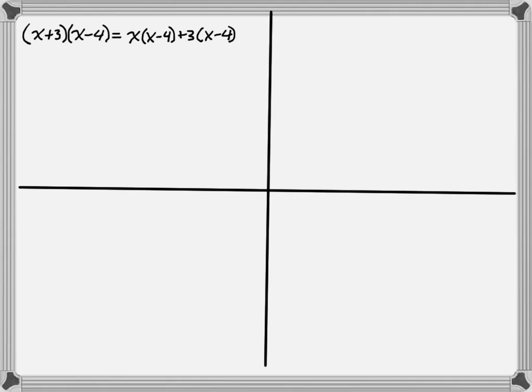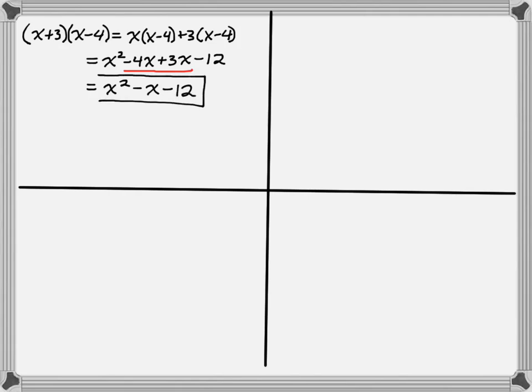So I'm going to distribute the x to x minus 4. Then I'm going to distribute the 3 to x minus 4. So let's watch that happen. So we get x squared minus 4x plus 3x and then minus 12. And the next thing I'm going to do is look for like terms, and I find those. So combining those gives me minus x. So final thing there is x squared minus x minus 12.